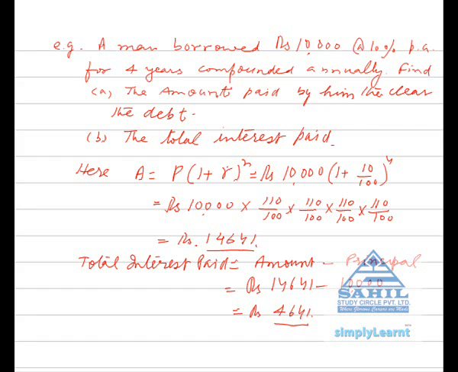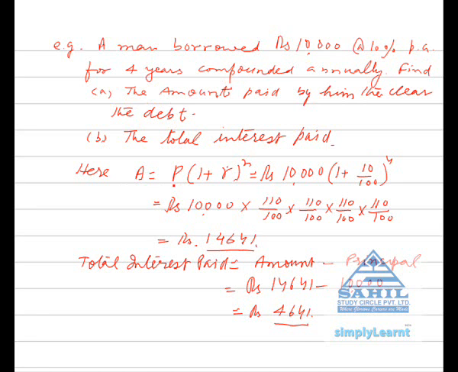For example, a man borrowed ₹10,000 at the rate of 10% per annum for 4 years, compounded annually. Find, A, the amount paid by him to clear the debt, and B, the total interest paid.